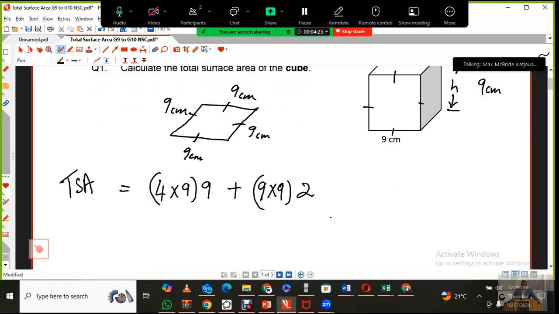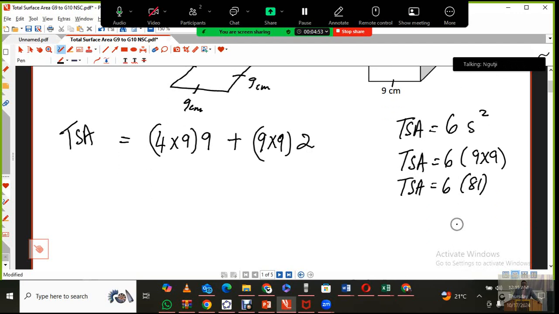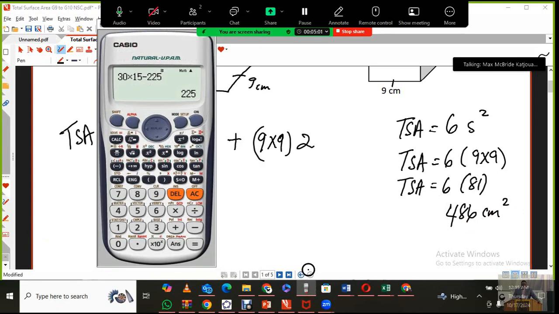That's the formula. Okay, so normally for the total surface area, you will find 6 times the squares, because there are 6 squares, you multiply them. So this is the normal formula. It will be 6 times 9 times 9. So this answer will be the same as what we are going to get there. So this is 6 times 81. Are we together so far? Okay, so this is going to be 486. It will be square centimeters. Yeah? So you say 6 times 81.